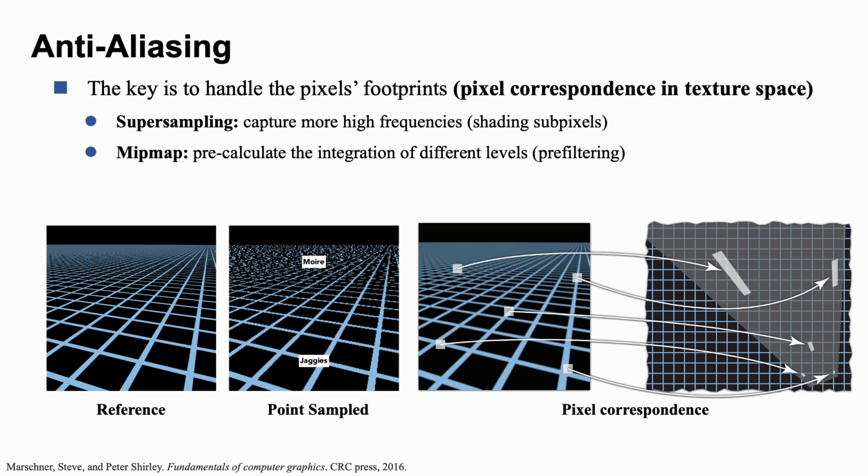The key to anti-aliasing is to handle the pixel's footprints, which means we need to find a correct pixel corresponding domain in the texture space and calculate the average expected shading value of the corresponding domain as the shading result of the pixel. Supersampling scheme tends to increase sampling bandwidth and capture more high frequencies, while mipmap scheme pre-filters the texture and stores a larger texture pyramid for anti-aliasing.